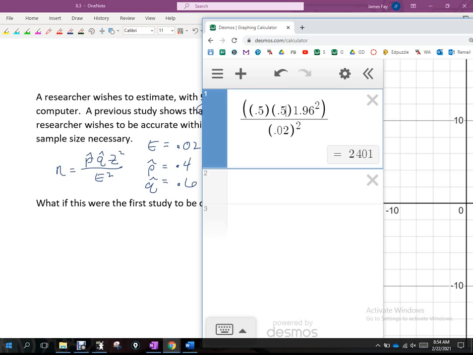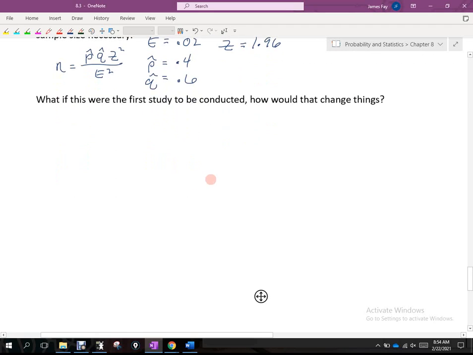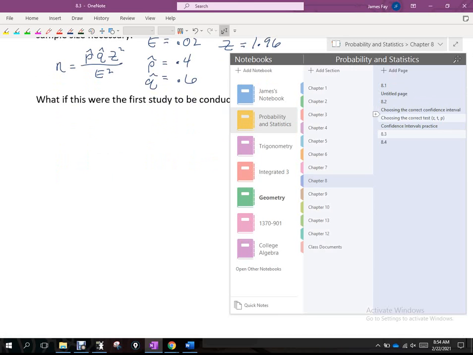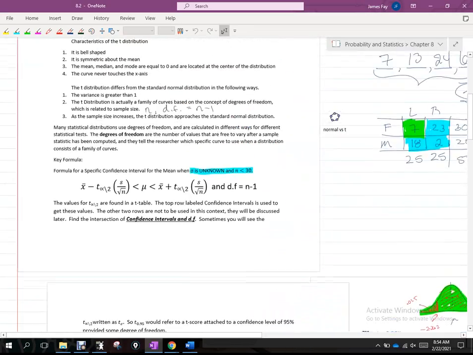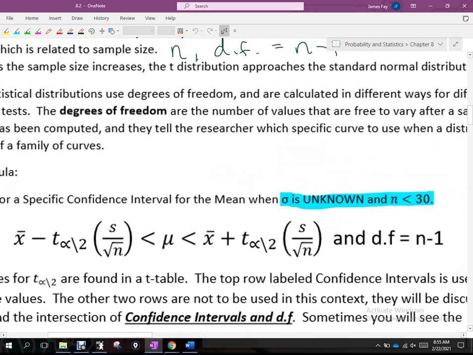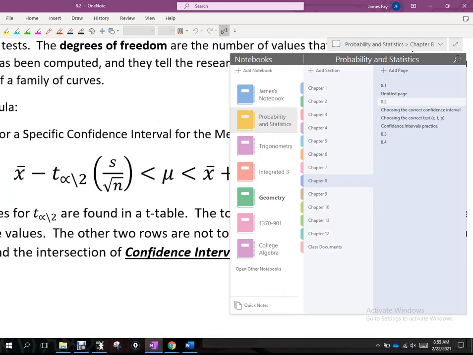So that's how. Now we can do this same thing. If you remember when we talked about means, let's go back to 8.2 when we had this formula here. It would be the same thing with z's in 8.1.